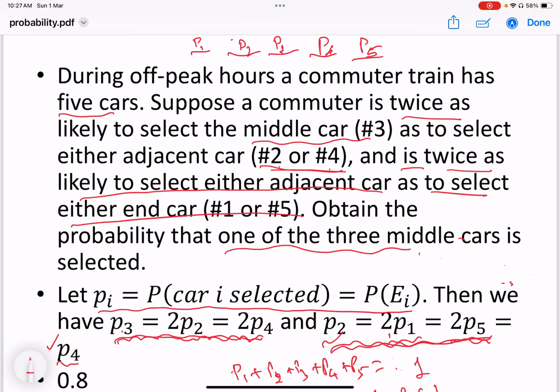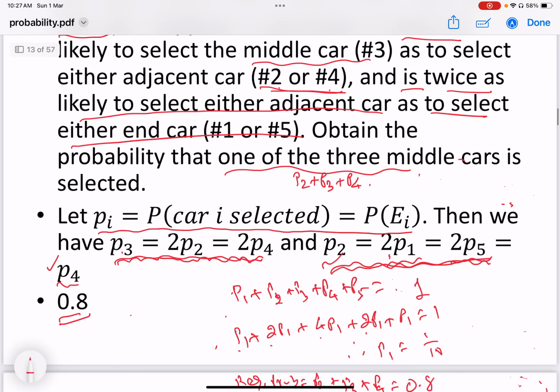Obtain the probability that one of the three middle cars is selected. One of the three middle cars, that means we need to find P2 plus P3 plus P4. Now we know the sum of all the probabilities is 1. So P1 plus P2 plus P3 plus P4 plus P5 is equal to 1. Now let us convert everything in terms of, say, P1.